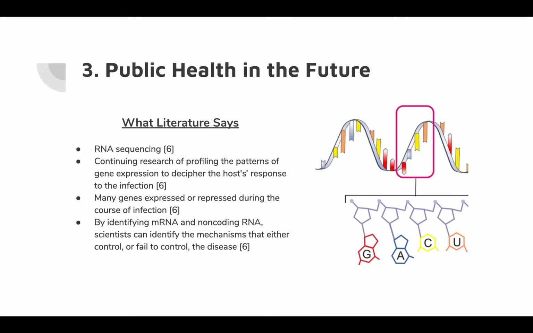As a strategy to prevent hantavirus in the future, scientists have been experimenting with RNA sequencing. Through RNA sequencing, researchers are looking to profile the patterns of disease expression of the virus in order to predict the host cell's response to the infection. This idea comes from the fact that hantavirus is an RNA virus that expresses or represses multiple genes during the course of infection. If successful, scientists will be able to find mechanisms that can either control or fail to control the disease.